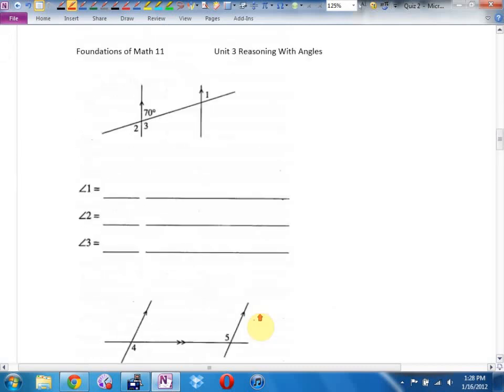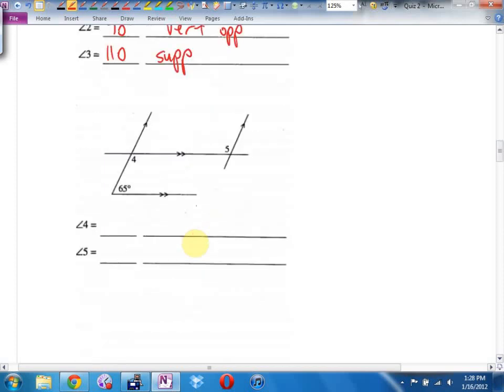Okay. Next page. Angle 1. 70. Corresponding. Angle 2. 70. Vertically opposite. Angle 3. 110. Supplementary angles on a line. Question four, angle four, 115. Co-interior or interior angles on the same side of the transversal, but co-interior is a heck of a lot easier to write.